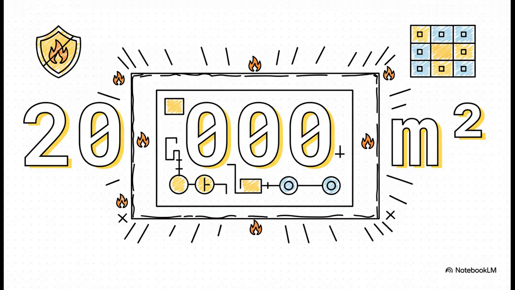Here's another one of those crucial numbers: 20,000 square meters. That's the absolute maximum size for any single process unit area. Why so specific? It's all about containment. By limiting the size of any one unit, you limit the amount of potential fuel for a fire. It helps stop a small problem in one area from turning into a massive plant-wide catastrophe.